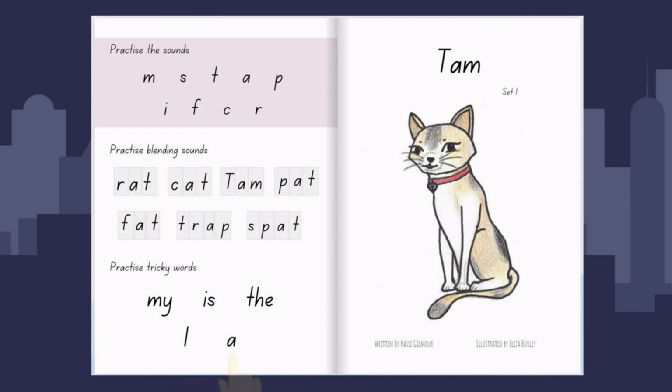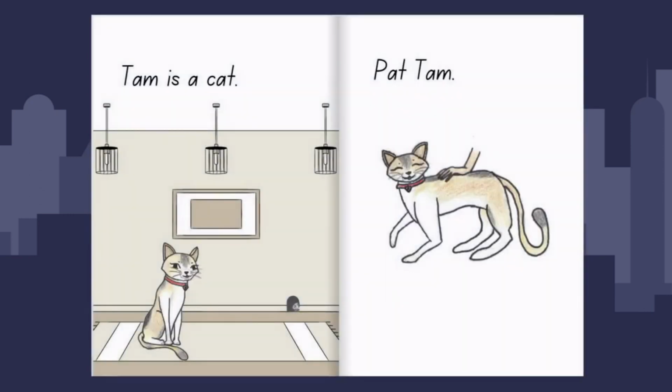Over to the next page, reading the title once more. And we're ready to begin the story. Let's begin. Put your finger under the first word and blend the sounds. Now reread the whole sentence fluently. The next page, blend the word and now put it together fluently. It says, Tam is a cat. Pat Tam.